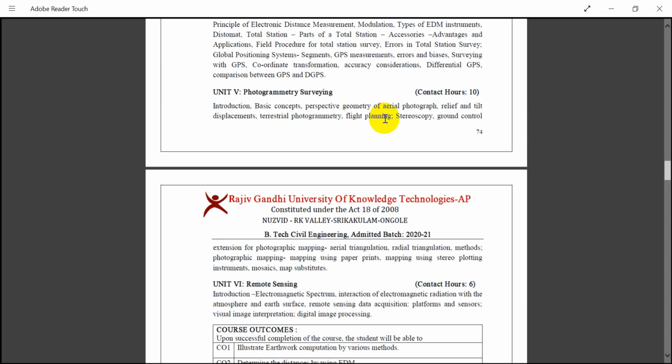Flight planning and stereoscopy. Someone says stereoscopy will come first and later flight planning. So why is it flight planning first? Because of the stereoscopic vision. But some people can't understand the depth of the topic, so they put flight planning before, and stereoscopy later is separate. Ground control is the same thing. These topics are not found anywhere.